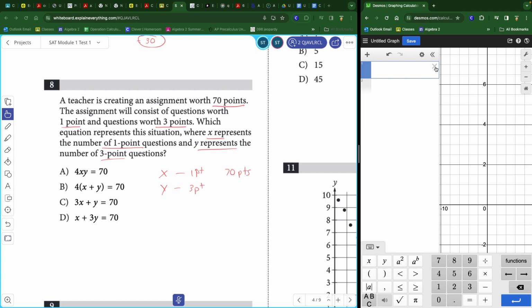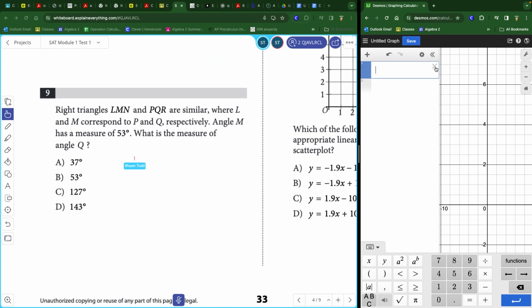So if I take 1 point times the number of x's plus 3 points times the number of y questions I have, they better add up to a total of 70 points, or x plus 3y equals 70. Which equation represents this situation? Let's see, 3 y's, 1 x, and they have to equal 70. So there we go, answer D.